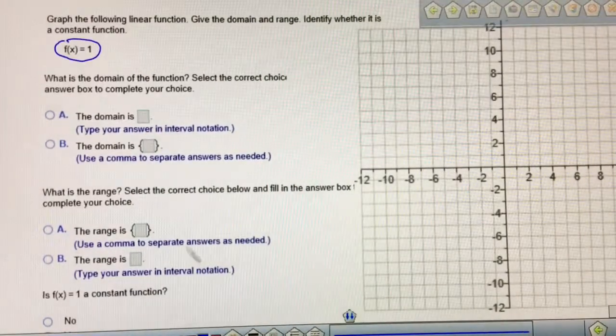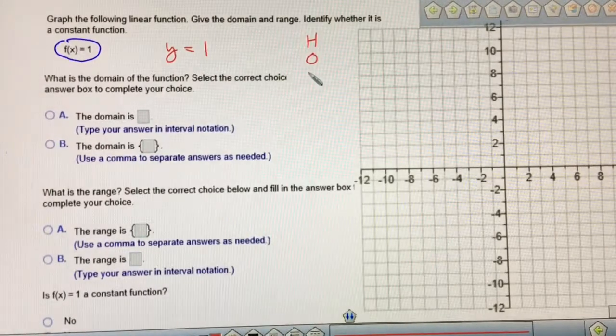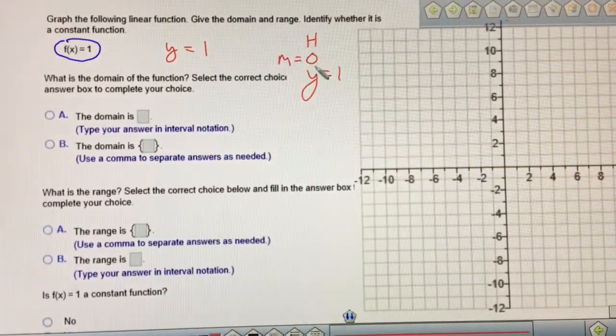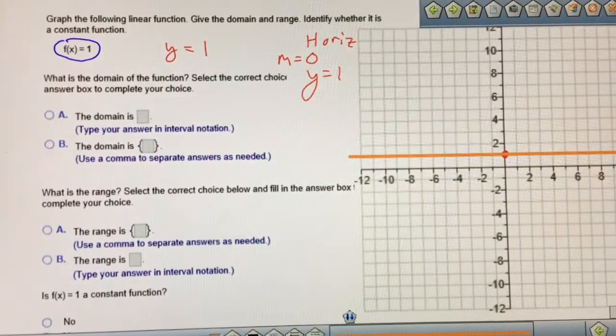I'm asked to graph the function f of x equals 1. That's basically y equals 1. There's a little memory mnemonic that we use for x and y equals functions. It's called Vux-Hoy. So y equals 1 is my equation. It's got a slope of 0, and it's horizontal. So it's going to be a horizontal line through y equals 1. I go to the y-axis 1, place a dot, and I just draw a horizontal line going through that.